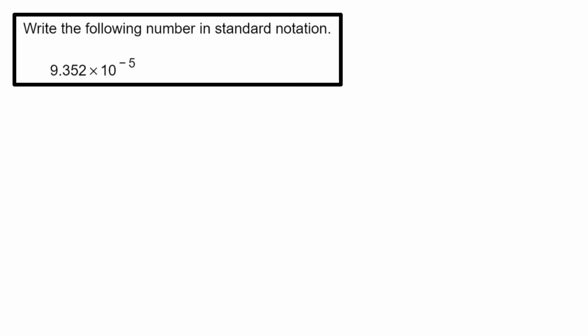Write the following number in standard notation. To begin with, we write the decimal portion, and then we look at the power of 10 because it will tell us how many places to move the decimal point. Since the exponent is -5, we move the decimal point 5 places to the left.